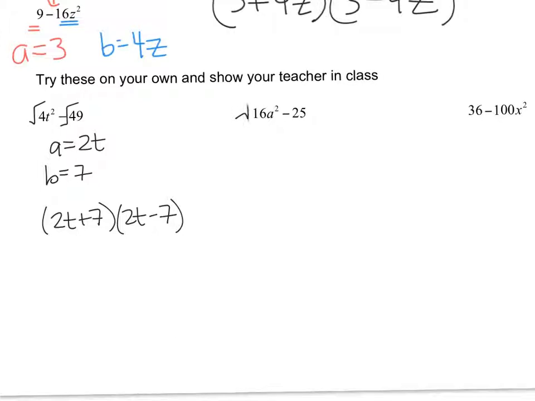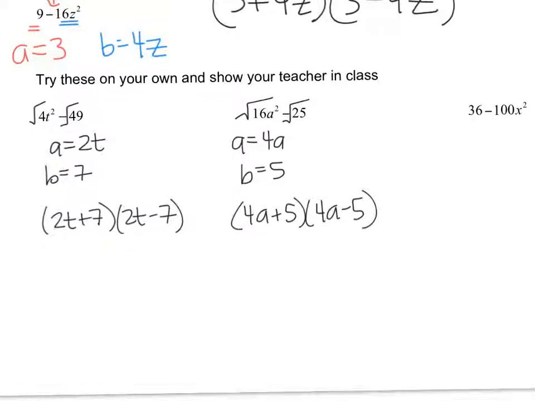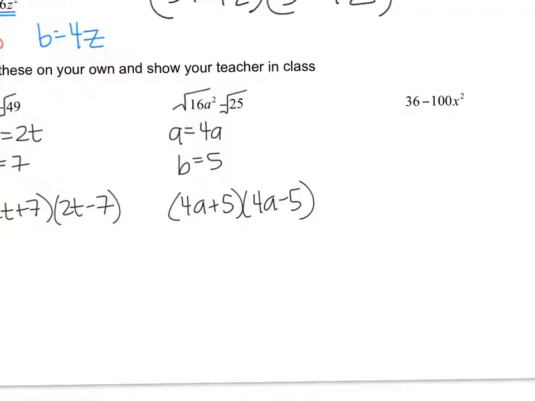Here we can do the same thing. Take the square root of that. We get a to be 4a and b to be 5. So we have 4a plus 5 and 4a minus 5. Last one. Take the square root of both of them. We get a to be 6 and b to be 10x. So then we are left with 6 minus 10x and 6 plus 10x.